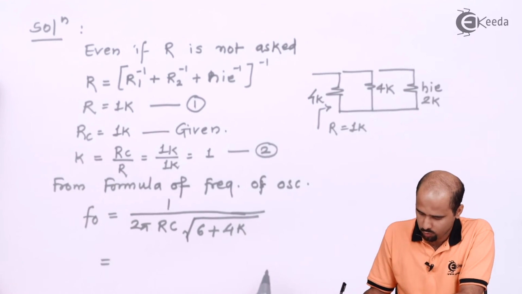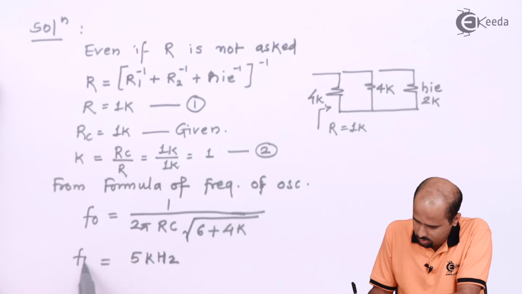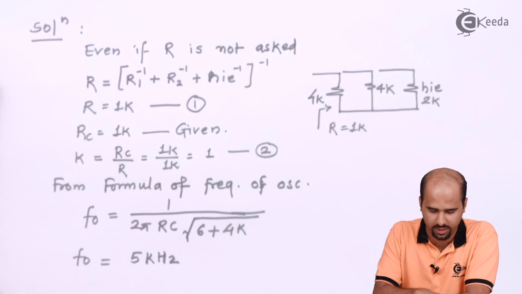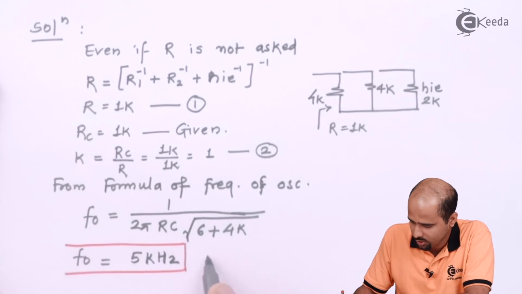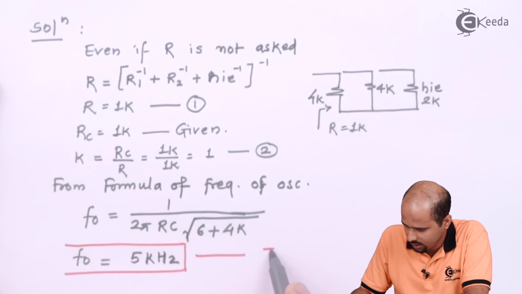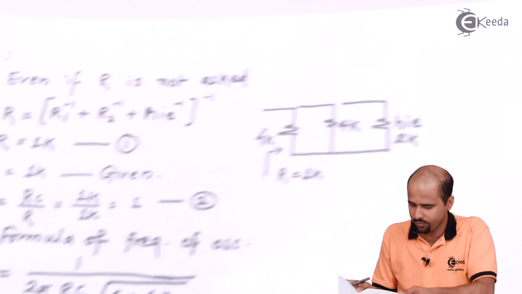This F0 we are getting is near about 5 kilohertz. The value of F0 I'm getting is 5 kilohertz, and that is the first finding. So we'll write this as the first answer. Now moving towards the next part, that is HFE.